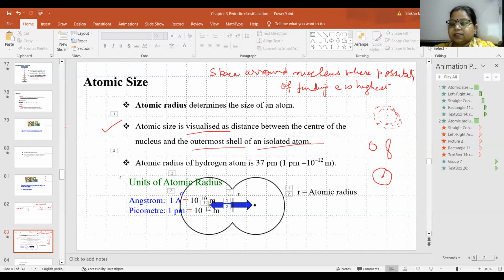If this is atom 1, it is its electron. Let's say this is atom 2, and this is its electron. And at the center, there is the nucleus. This electron will be attracted towards the nucleus. Do you agree or not?